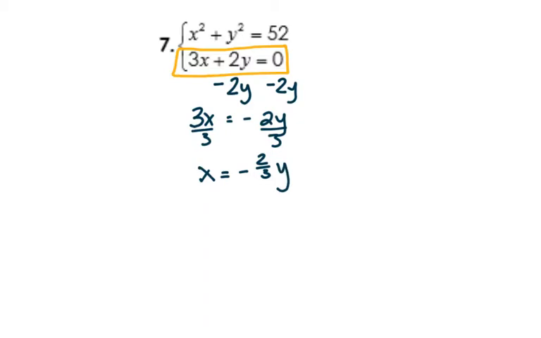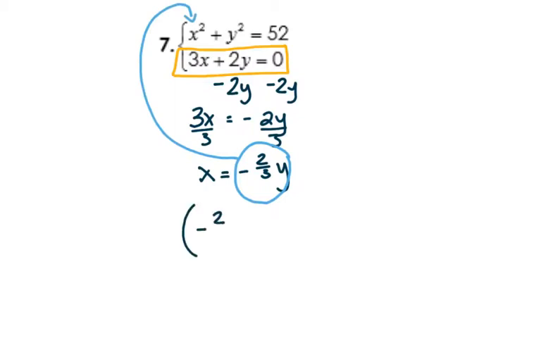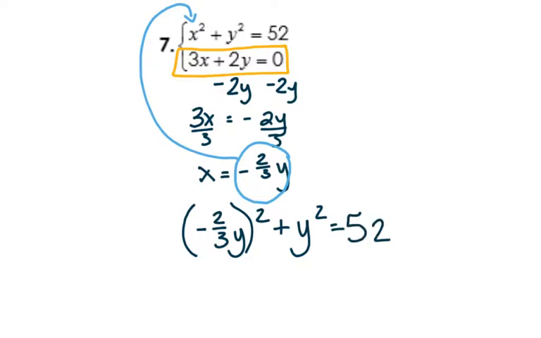Okay, so now I'm going to take my answer. And if I know that x equals negative 2/3 y, then I can replace the x with that value I just got. So I am going to replace that x with negative 2/3 y. And then I'm just going to do the rest of the equation like I normally would. So it gets a little tricky because remember, you have to square the negative 2/3 and the y. So negative 2/3 squared is 4/9. You can use your calculator if you don't believe me. And y squared is y squared.